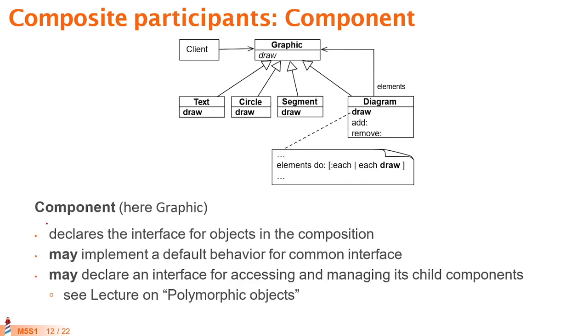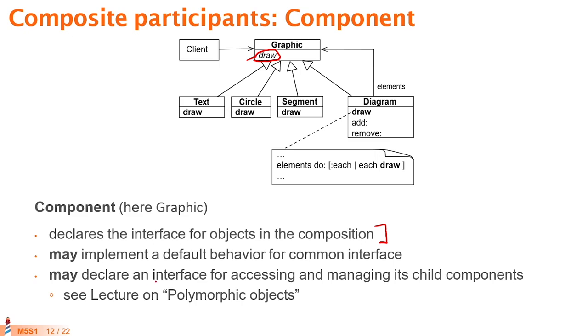And now we have the component interface. Here, this is what we said. It declares the common interface for all objects in the composition. It may implement a default behavior. So here you can see that the draw method could be either abstract or concrete. It could provide a default implementation for all objects in the composition.